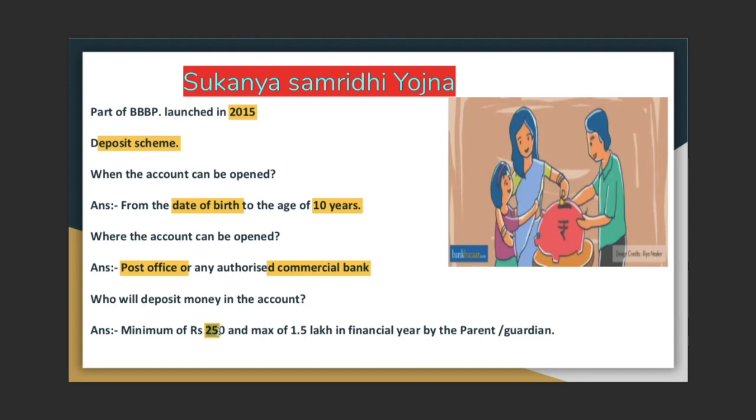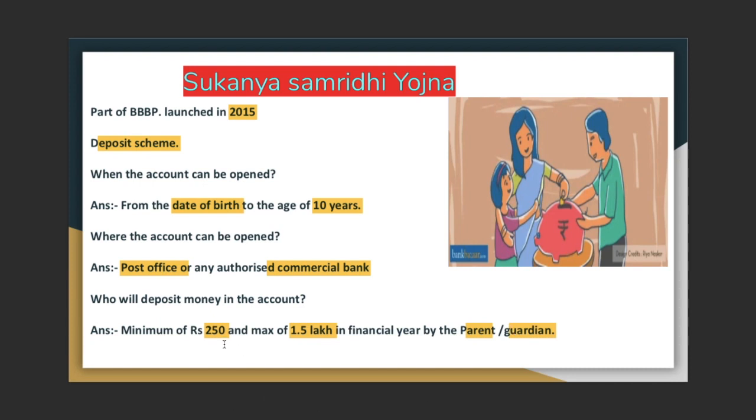A minimum of 250 and maximum of 1.5 lakhs will be deposited by the parent and guardian also. Here again you may get confused in examination. They may give the statement that the parent and guardian both can deposit the money. Then you may get confused that why the guardian will be depositing money here, but guardian will also deposit the money.